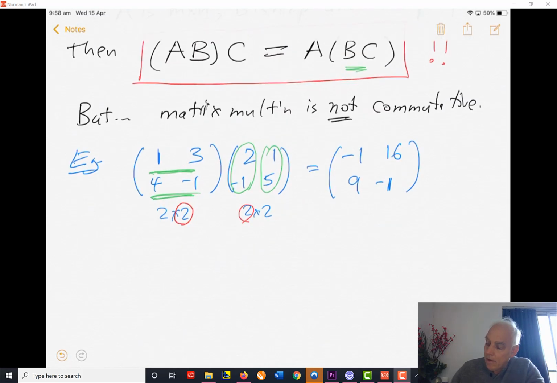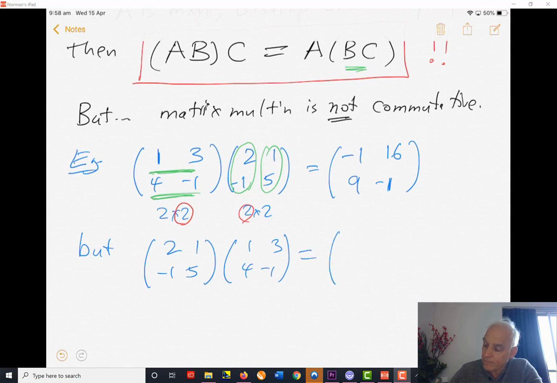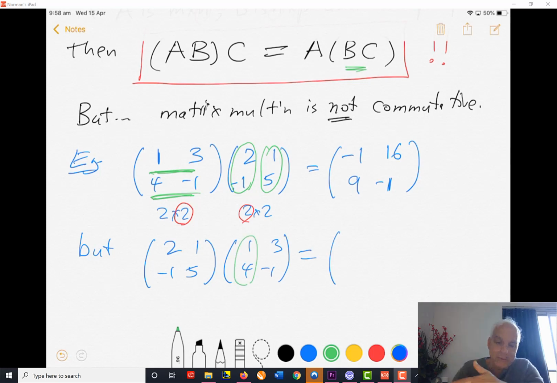Okay. But let's look at the same 2 matrices but multiplied in the different order. So 2, 1, minus 1, 5 times 1, 3, 4, minus 1. Let's do that product. Okay, so just to be consistent, we're going to start with this column here. You don't have to do this underlining or circling. I'm just doing this so you can see what's happening. But shortly, we're not going to be doing this anymore, okay? But just to start with, it's good practice.